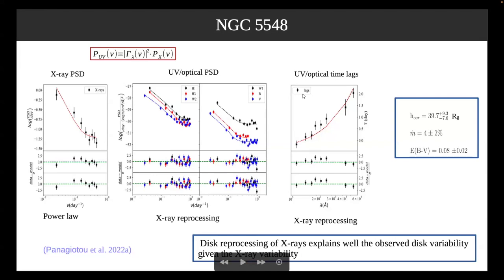If you take the disk, the thin Shakura-Sunyaev disk or whatever, to go all the way to the ISCO, you don't have the so-called hot inner flow from which we get the corona. So do you assume then that you have a small corona?